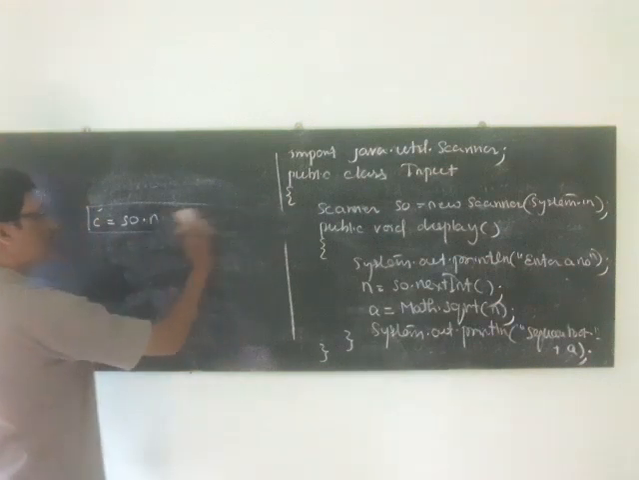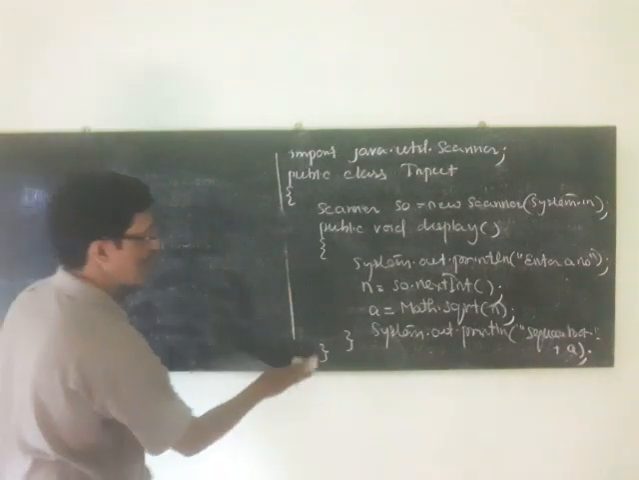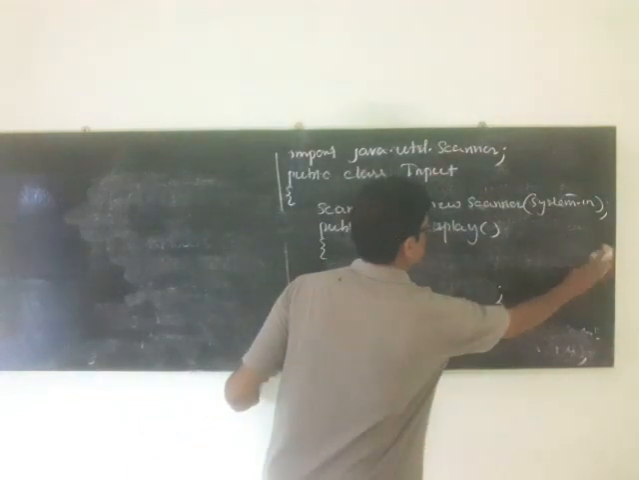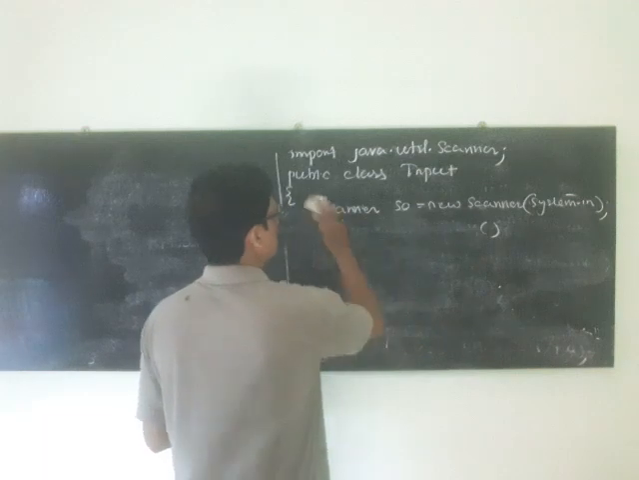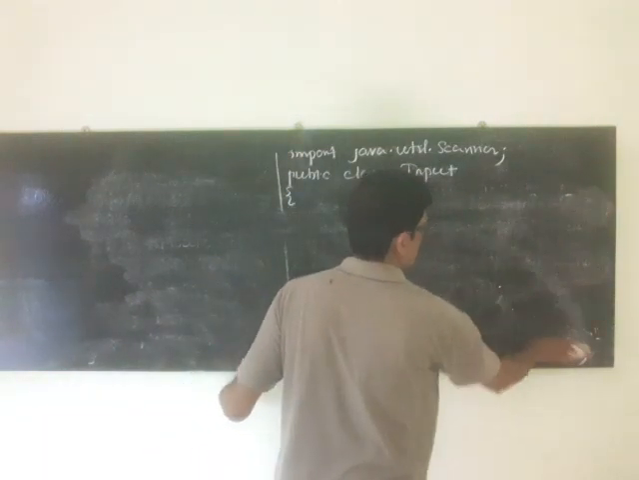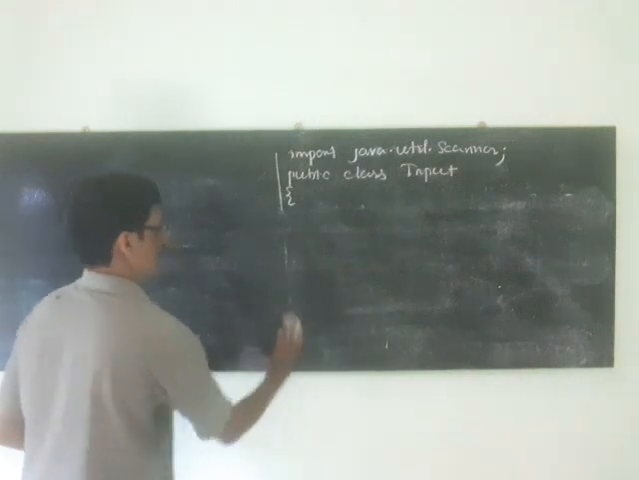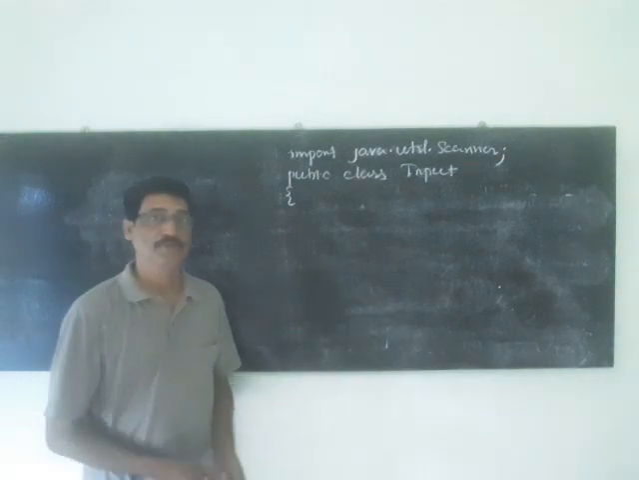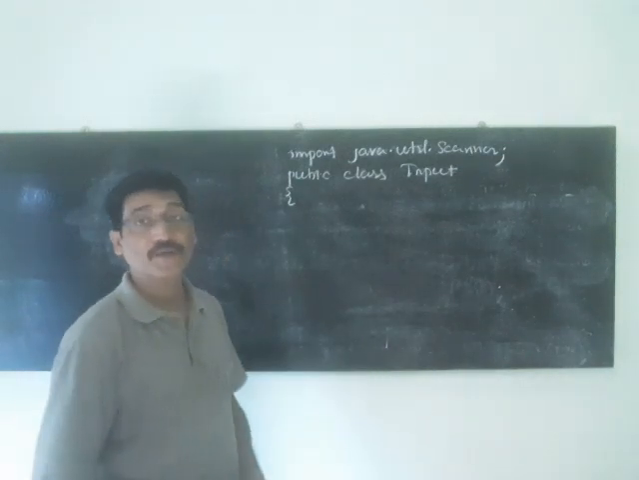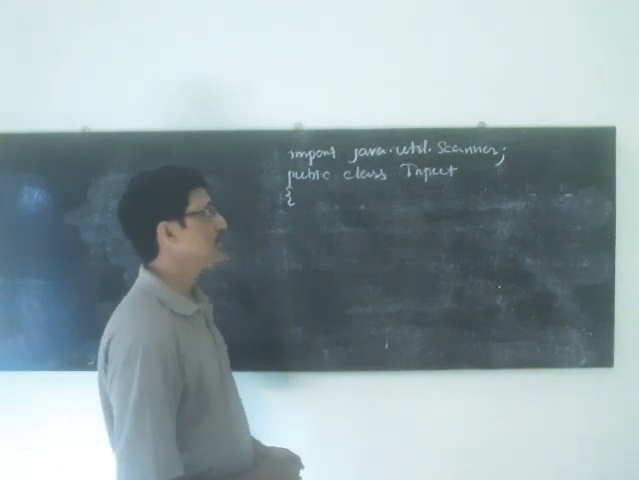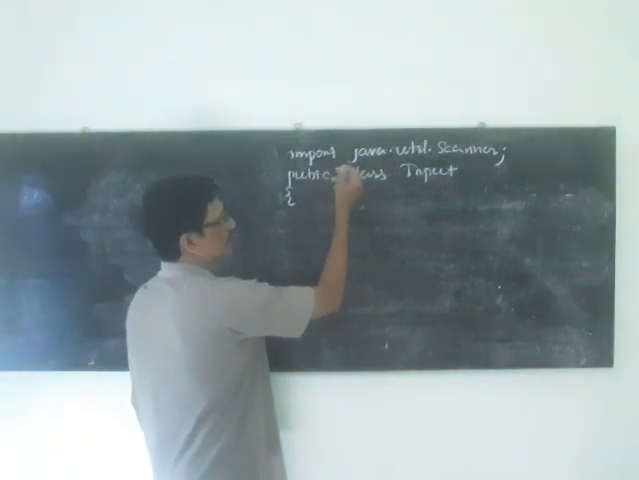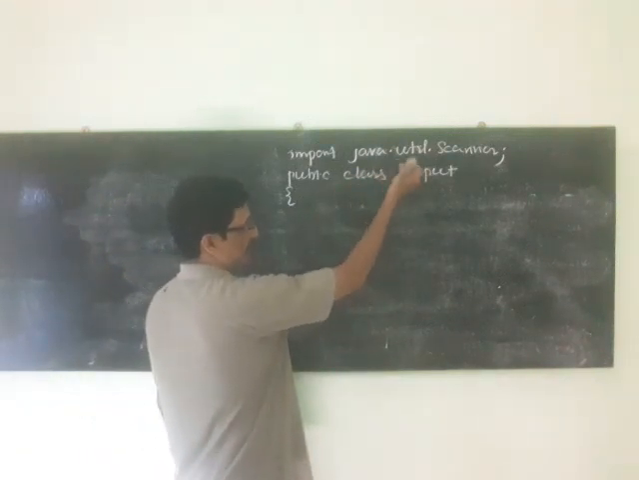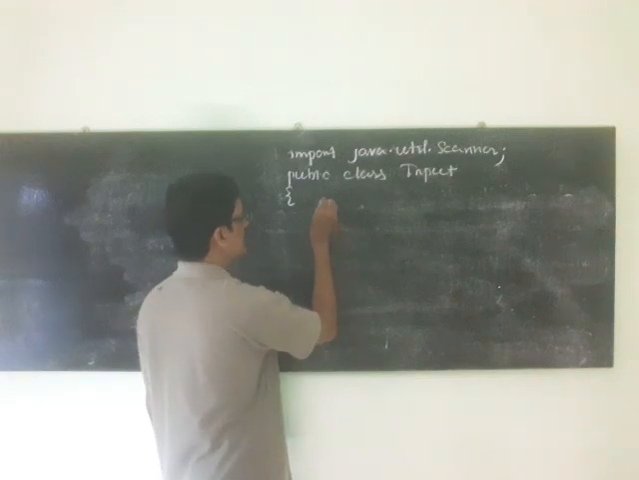Now we'll discuss another program: using the Scanner class, how to print the sum of squares of two numbers. Write a program to print the sum of squares of two numbers. So in this case, you have to input two numbers. You have to import the Scanner class, then you have to create the Scanner object.